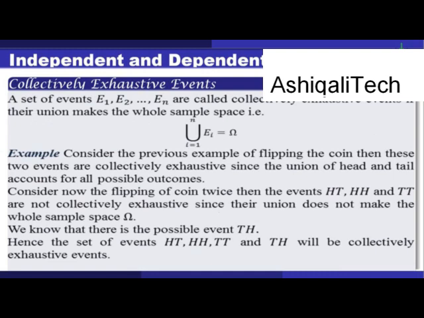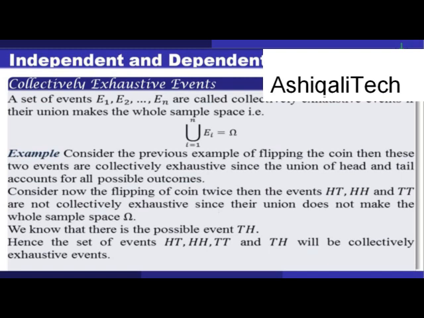Dear students, a set of events E1, E2, up to En are called collectively exhaustive events if their union makes the whole sample space omega. That is, we write the union over i from 1 to n of Ei is equal to omega. Now consider an example. Consider the previous example of flipping the coin. Then these two events are collectively exhaustive, since the union of head and tail accounts for all the possible outcomes.